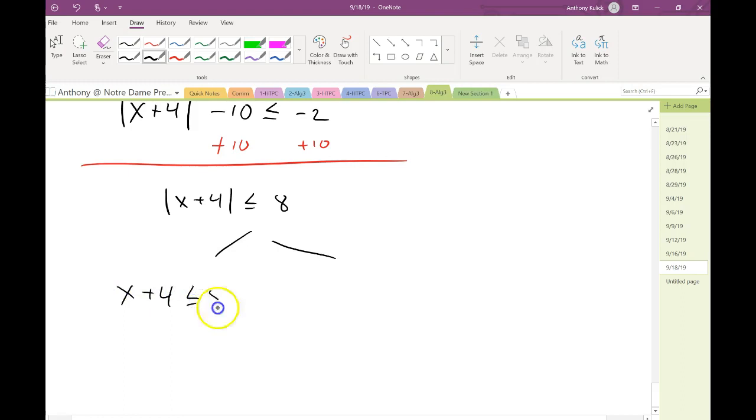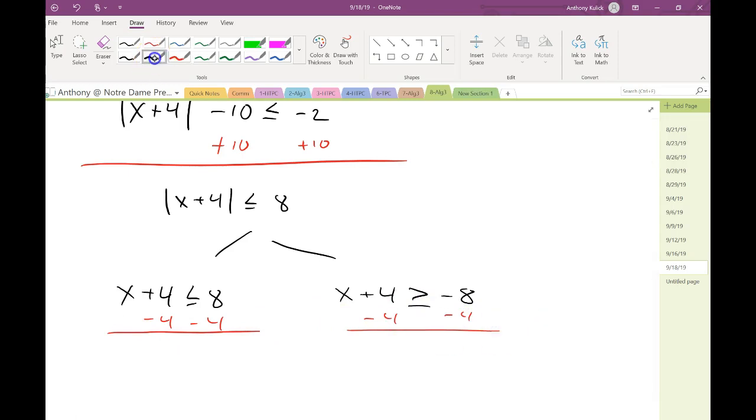Good, the same thing without the absolute value. What should the second inequality be? Yeah, so I'm going to have x plus 4 is greater than or equal to negative 8. Everybody okay there? All right. To solve this, we'll subtract 4 from each side. That's going to give me x is less than 4, and it's going to give me x is greater than negative 12.